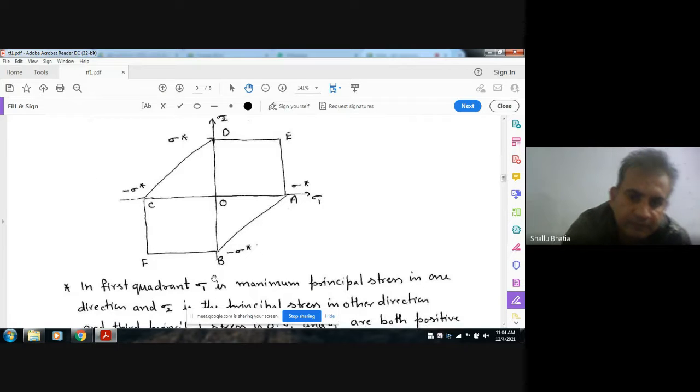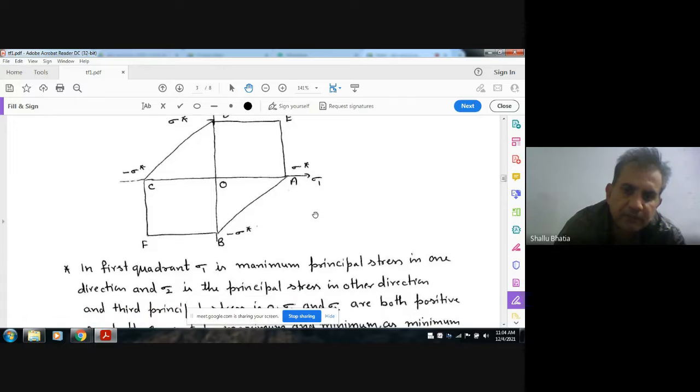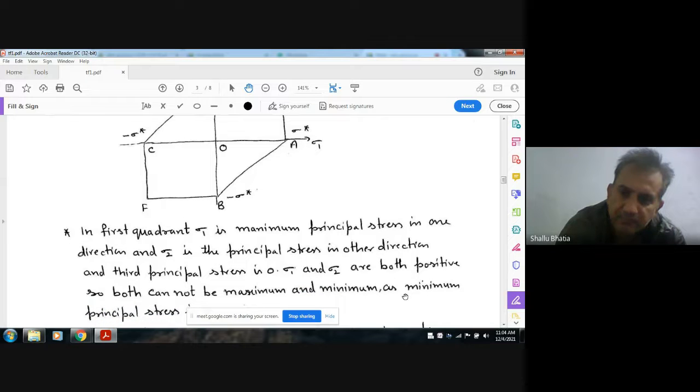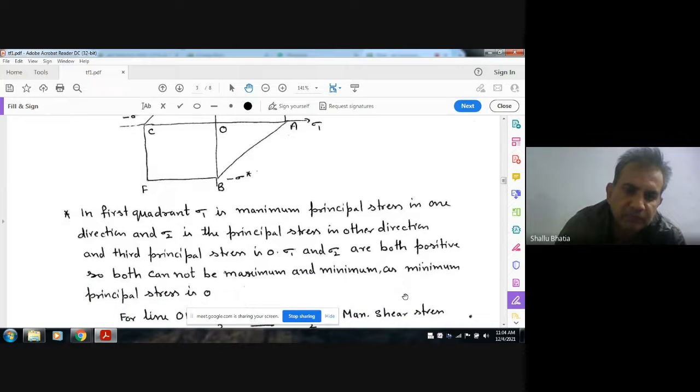In the first quadrant, sigma 1 is the maximum principal stress, and sigma 2 is the principal stress in the other direction. The third principal stress is 0. Sigma 1 and sigma 2 are both positive, so neither can be the minimum principal stress, as the minimum principal stress is 0.